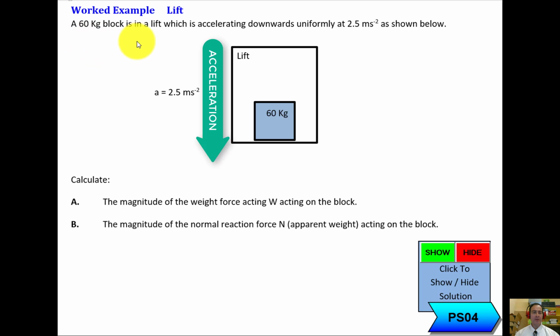A 60 kilogram block is in a lift which is accelerating downwards uniformly, which means at a constant rate of 2.5 meters per second squared as shown below.